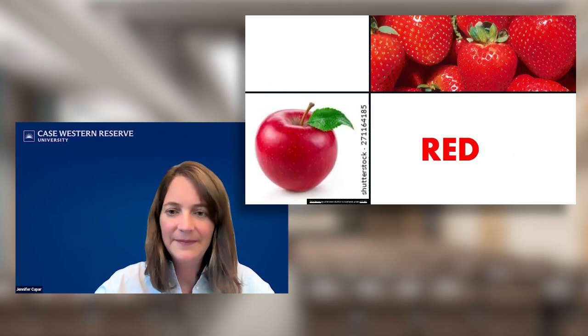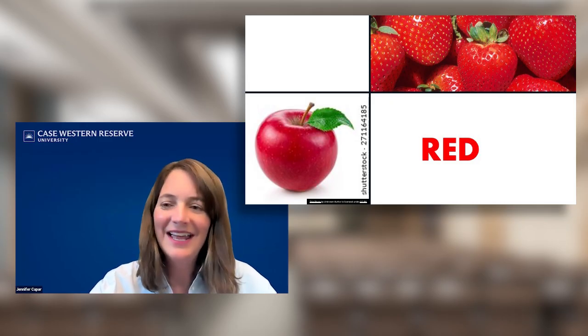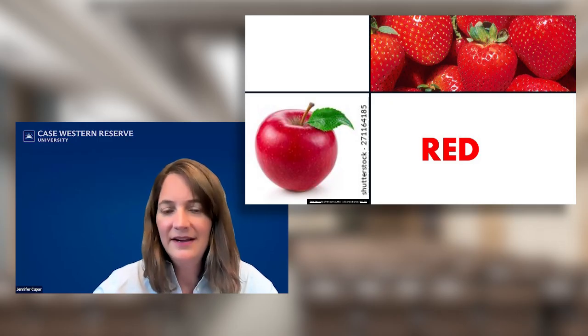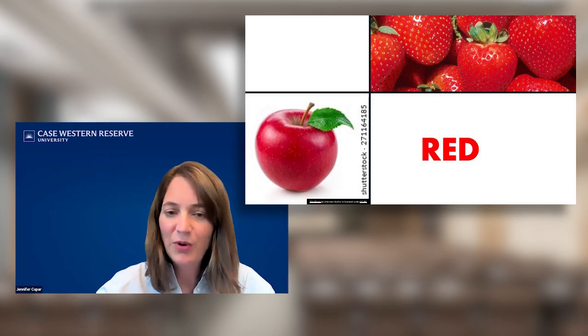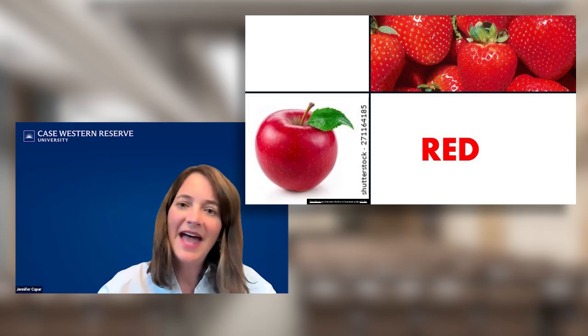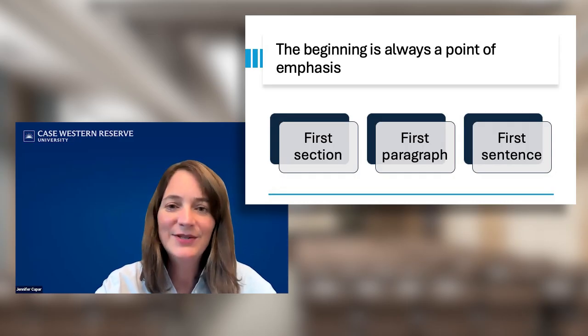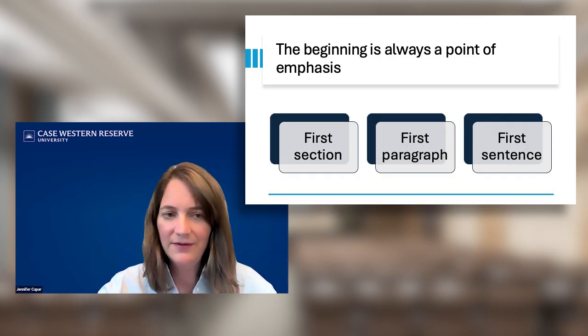And let me give you an example of that. So if I were to put the word red on the screen in the color red, and then I were to ask you to think of a fruit, you're very likely to think of a red fruit, like a strawberry or an apple. And that's because you were primed to think of red fruit simply by looking at the word red on your screen. And that principle applies throughout your entire brief. And what that means is that the beginning is always going to be a point of emphasis. Your first section, your first paragraph, your first sentence, your readers are going to pay most attention to those.